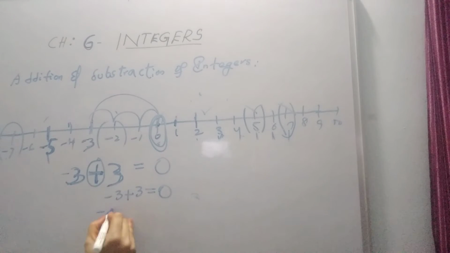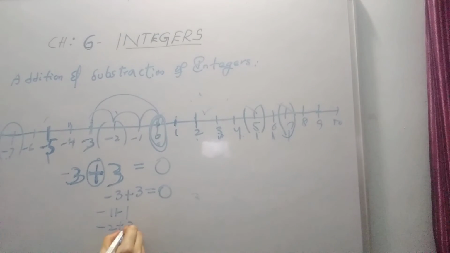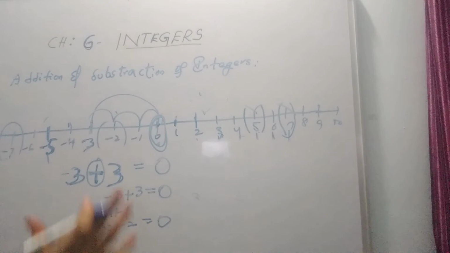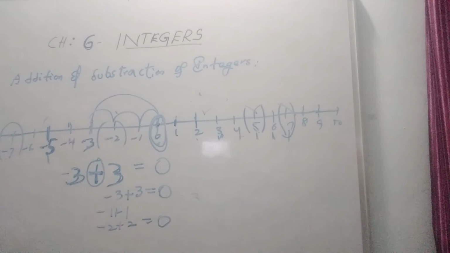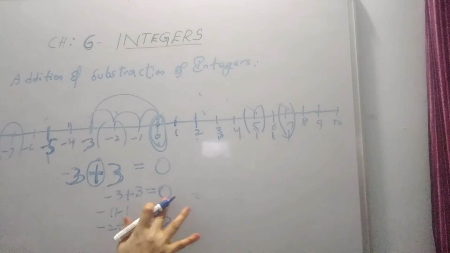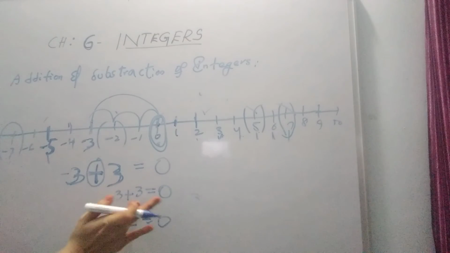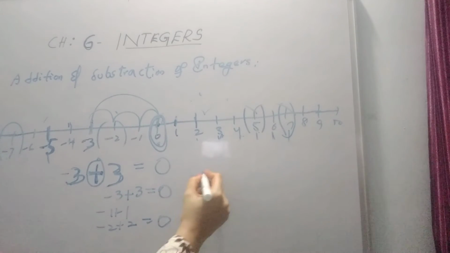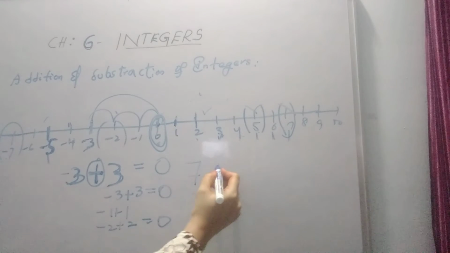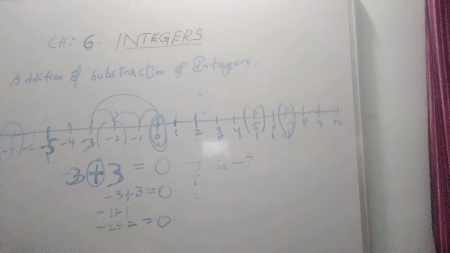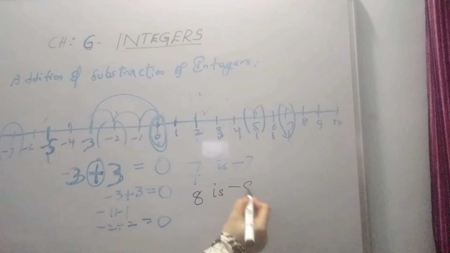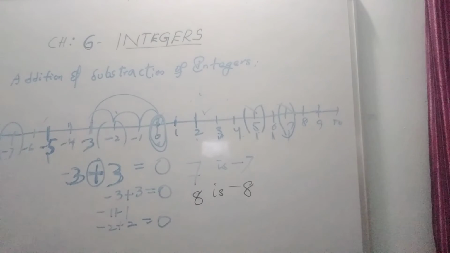Similarly, if you add minus 1 plus 1, minus 2 plus 2, and so on, we obtain the sum as 0 only, because they are called additive inverses of each other. That means any two distinct numbers that give 0 when we add them are additive inverses of each other. The additive inverse of 7 is minus 7, and the additive inverse of 8 is minus 8. Is it clear?